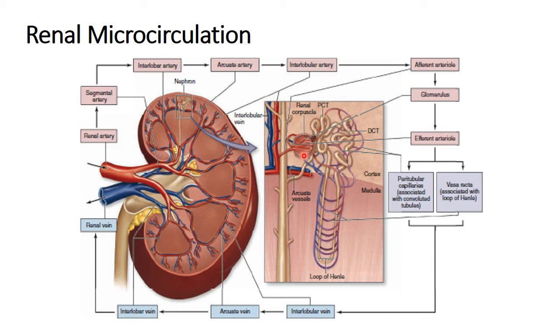The first capillary system within the kidney is referred to as the glomerulus. This tuft of capillaries will be surrounded by a capsule called Bowman's capsule, and here is the site of filtration of plasma and the formation of the initial ultrafiltrate of urine. Okay? These capillaries will then merge together to form the efferent arteriole. This is the efferent arteriole.